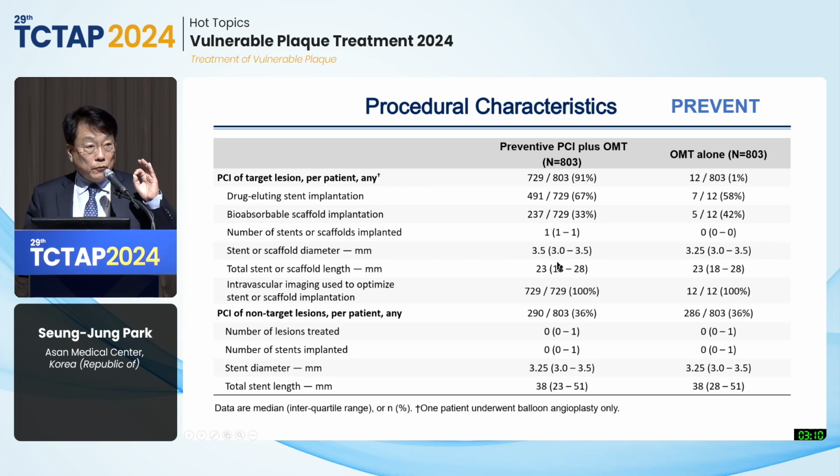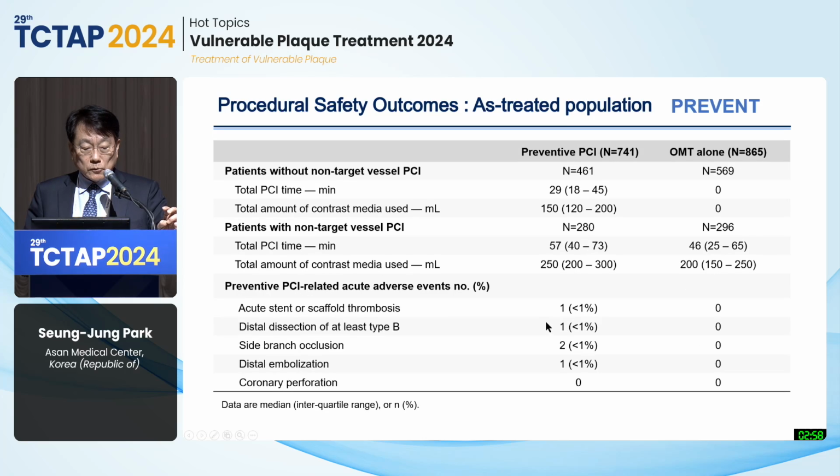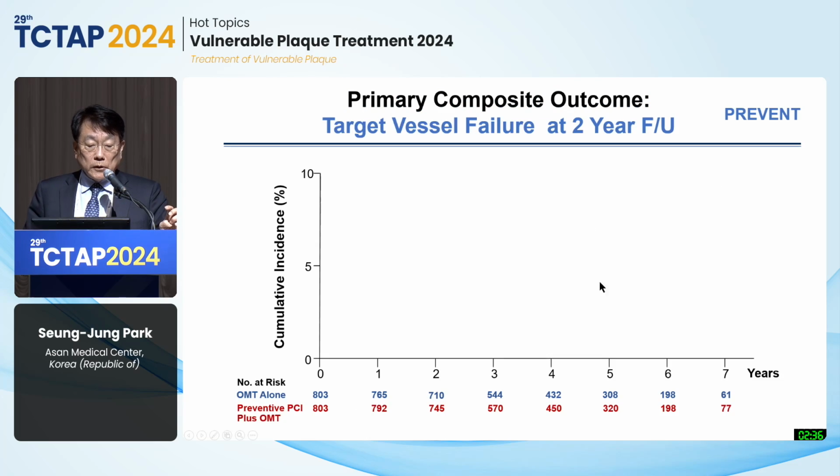Scaffold diameter 3.5. The meaning is a relatively big vessel, and we used a big stent. Total stent length was less than 23, not a too long lesion subset, and almost all cases were imaging guided. Regarding preventive PCI-related acute adverse events, not much: a very small number of acute scaffold thromboses, only one case of distal dissection, and side branch occlusion. Very safe procedure.